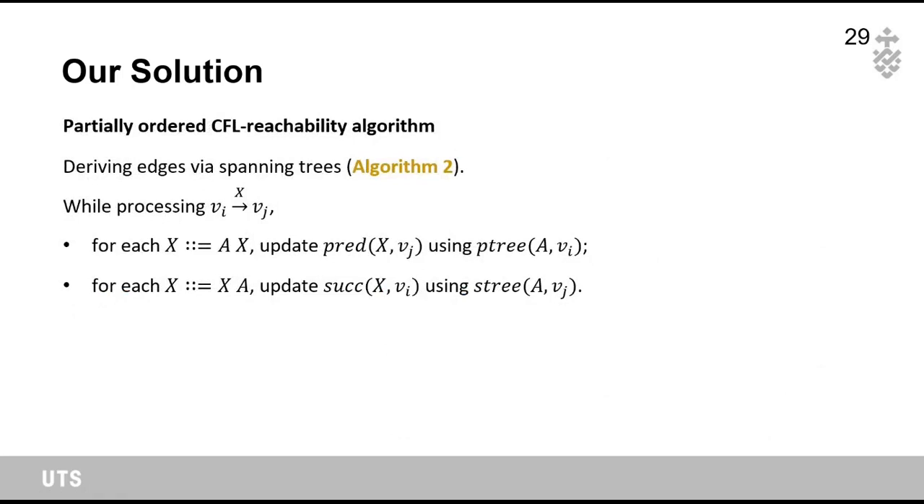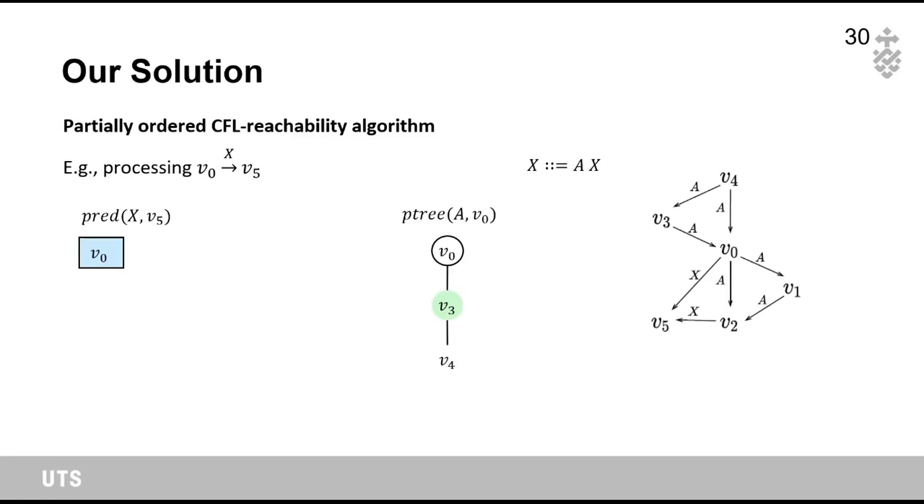Then let's talk about the partially ordered CFL-reachability algorithm, which runs on the hybrid data structure. First, we have a method to derive edges using spanning trees, as algorithm 2 in the paper. Specifically, while processing an edge vi, X, vj, for each production rule X equals AX, we update the adjacency list pred X vj using the predecessor tree P tree A vi. And for each production rule X equals XA, we update the adjacency list succ X vi using the successor tree S tree A vj.